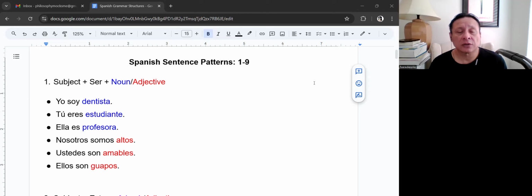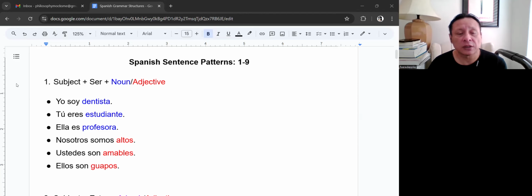Okay, so this is not basic Spanish grammar. I don't know who it's intended for, but it's sentence patterns. So if you want to know Spanish sentence patterns and where direct objects go, where direct object pronouns go, and things like that, this series might be helpful. Okay, so let's start.